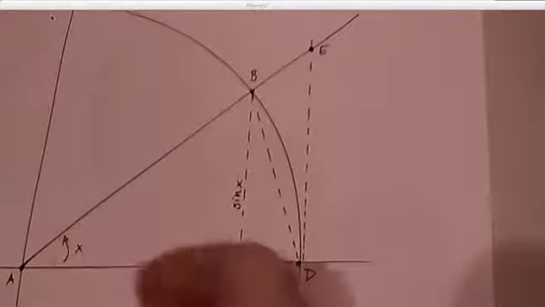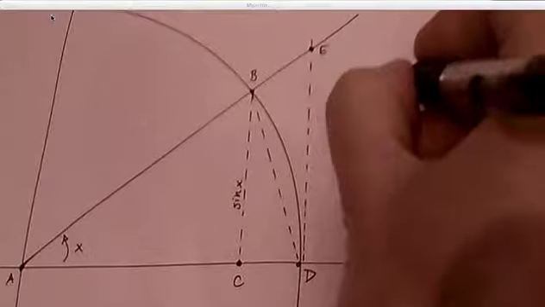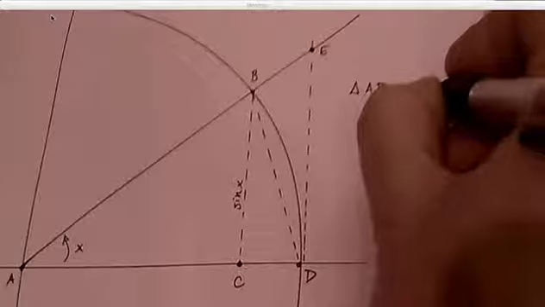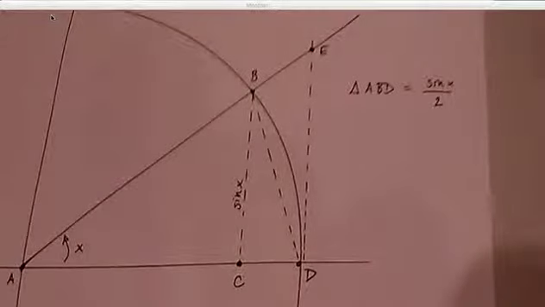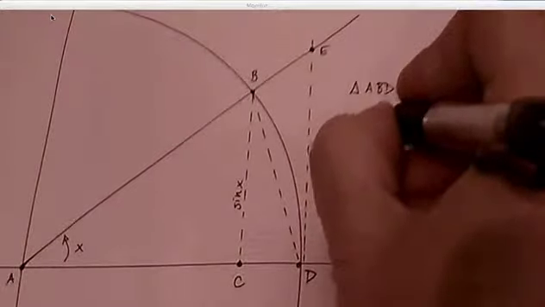So if I wanted the area of triangle ABD, I know that it's going to be 1/2 the base. Well, if this is the unit circle, then this AD right here is 1 unit. 1/2 base times the height, which is sine x. So we know that that area is sine x over 2. Is everybody with me?